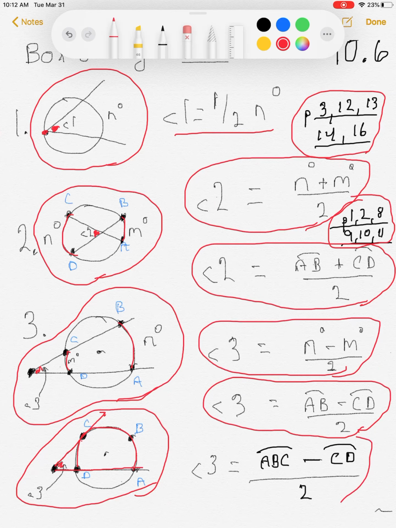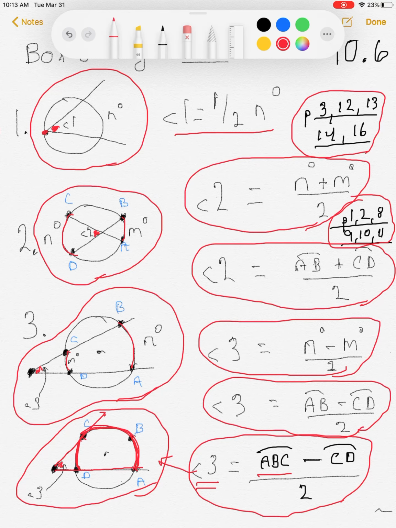The third picture, or the third equation, which goes with this picture here, shows that I'm going to take the major arc ABC, so that forces you to go around this way. Take arc ABC, goes all the way around here. Subtract arc CD, divide by 2, and that will be the measure of angle 3. So that's when a tangent meets a secant. Let's take a look at a few of these.